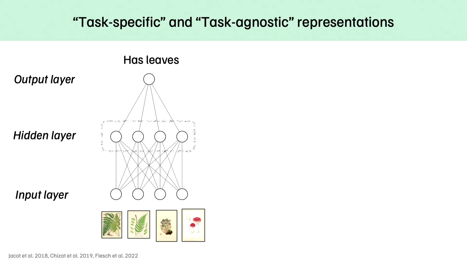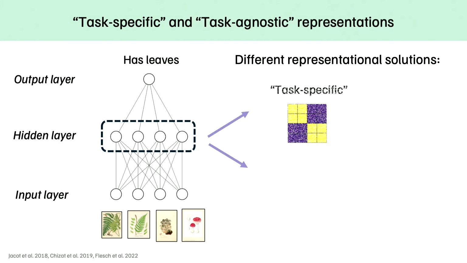And again, this network can learn this task perfectly with very different representational solutions. So on the one hand, it can form these task-specific solutions, where by the time you get to the hidden layer, all of the irrelevant detail about these inputs have been compressed, and all we see is the task-specific information. So in this case, whether or not each input will be a 1 for yes has leaves or a 0 for no it doesn't. And so that RDM might look something like this, where the 2 plants are grouped together and look identical, and the 2 mushrooms are negatively grouped together and also look identical.